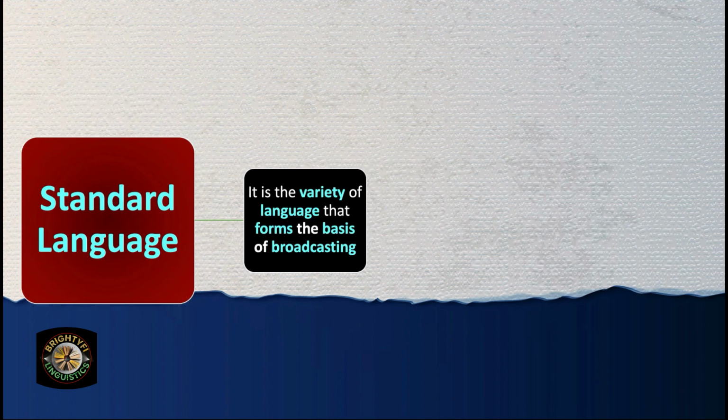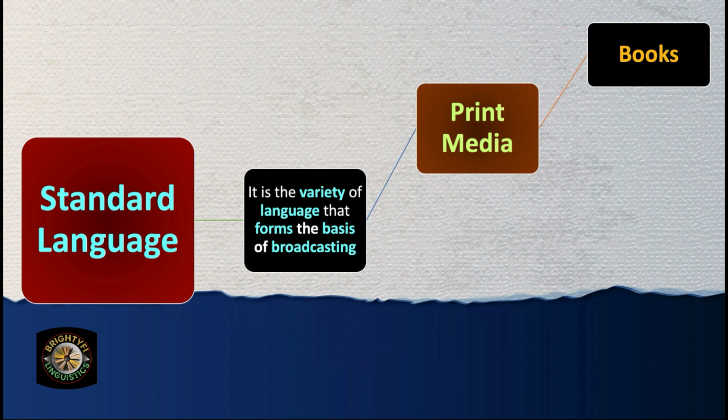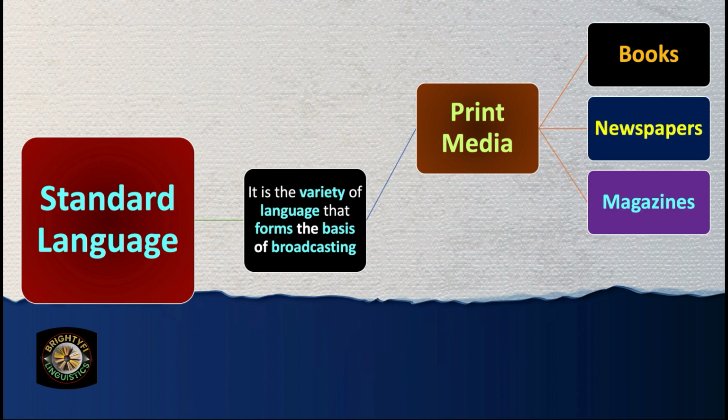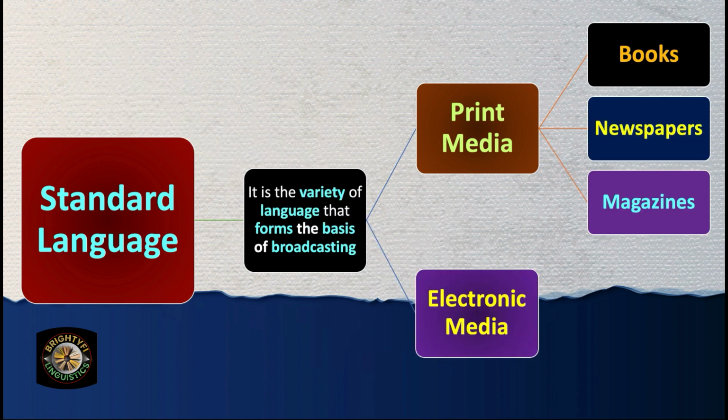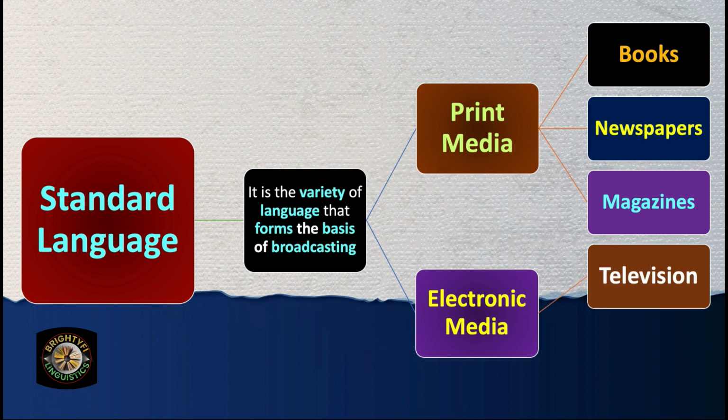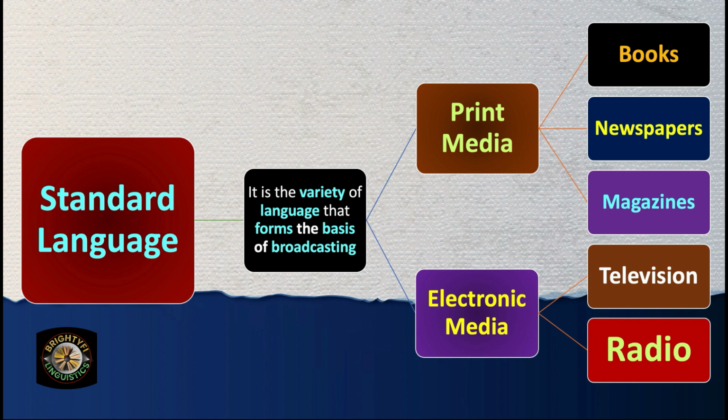We continue our discussion about a standard language. It is the variety of language that forms the basis of broadcasting, such as print media, in which we have books, newspapers and magazines, and then electronic media, in which we have television and radio. So we can understand that standard language is the basis of the language of broadcasting.